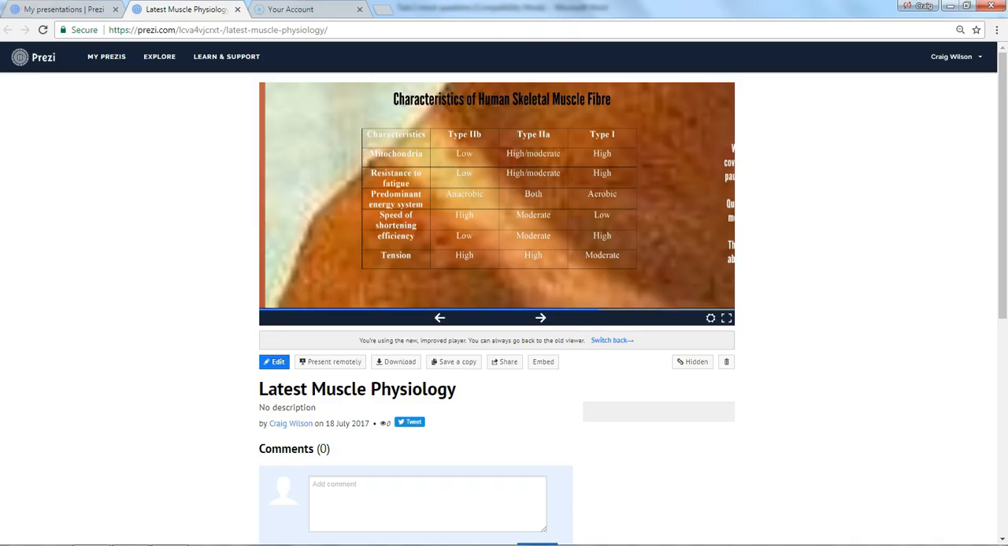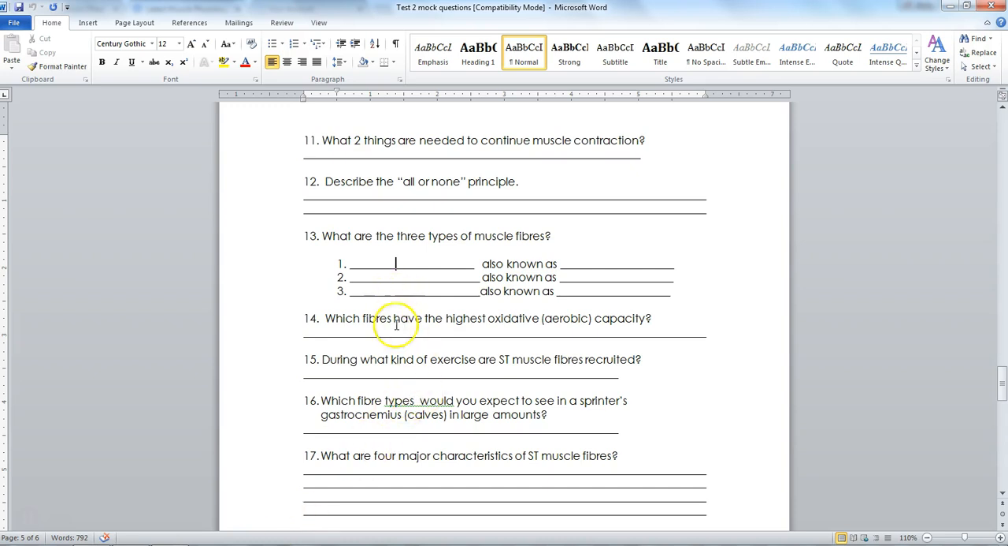Good time to click back into our questions here, guys, and we can answer some of these now. First of all, we'll go through number 14. Which fibers have the highest oxidative or aerobic capacity? The answer, of course, is slow twitch.